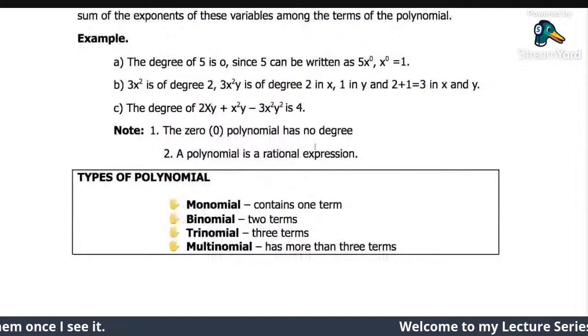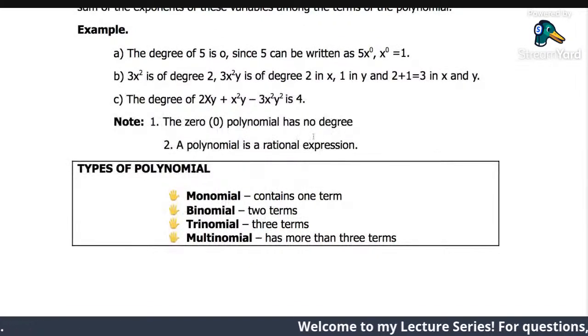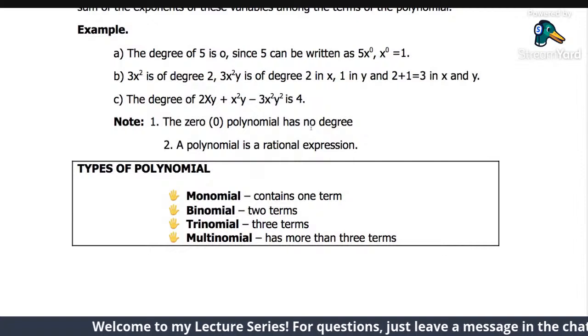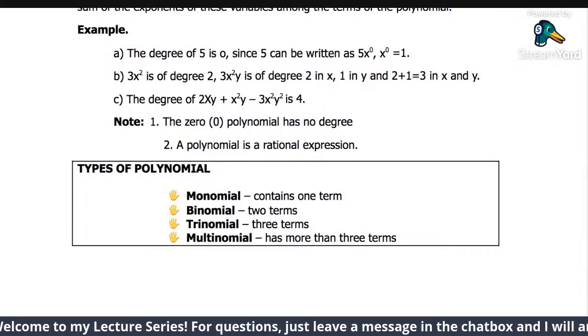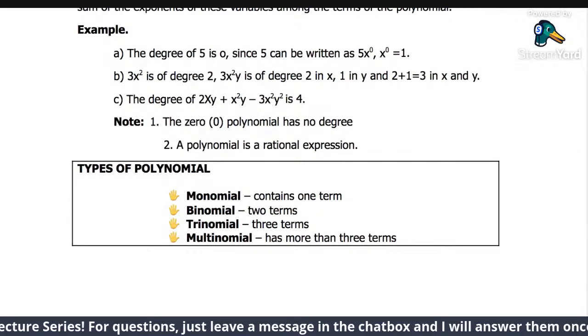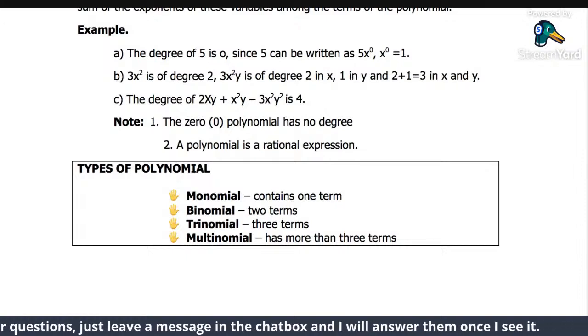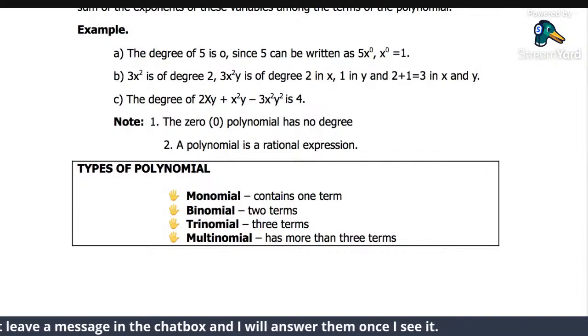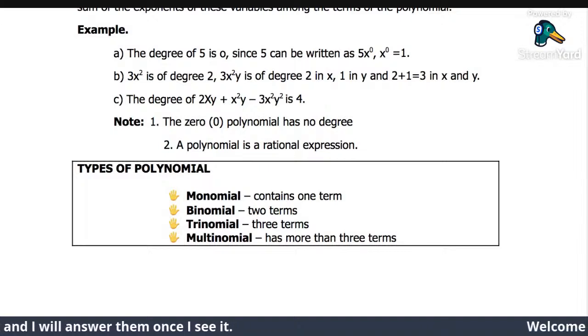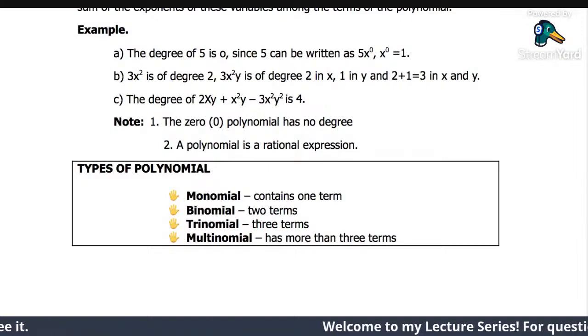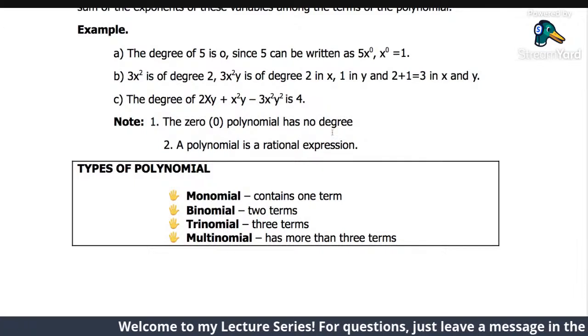The 0 polynomial has no degree. Yeah, because when we talk about degree or the exponent, you will not obtain a value of 0 if you are going to raise a certain number, because any number or variable raised to 0 will be 1, and you will not have 0. Okay, so yeah, the 0 polynomial has no degree.